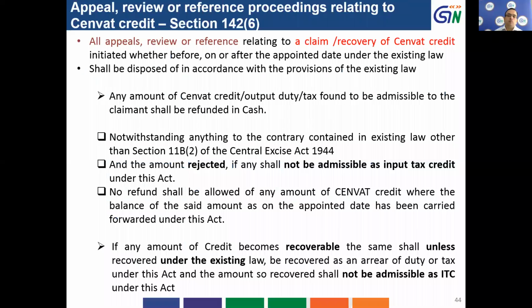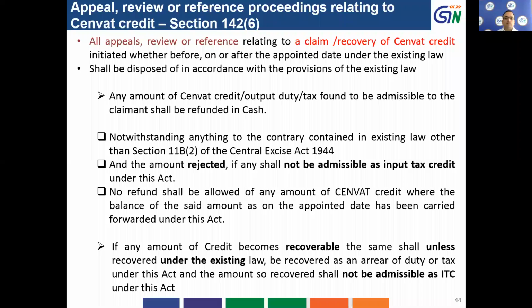Then we are going to talk about Section 142(6). We are going to talk about both Section A and B. So all appeals, review, or reference relating to claim of recovery of Cenvat credit which is initiated before or after the appointed date will be disposed of in terms of the existing law only. And any amount of Cenvat credit, output tax, or tax found to be admissible to the claimant shall be refunded in cash. But he has to prove that the incidence of credit has not been passed on.